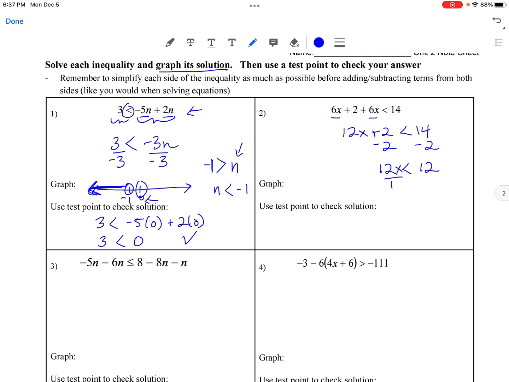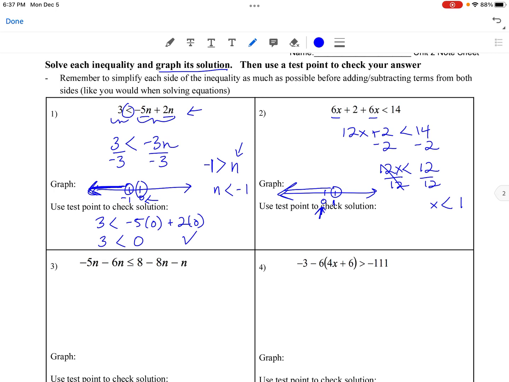And then we got to get x by itself, so we're going to divide both sides by 12. And we're not going to flip the inequality this time because we divided by a positive number. So we get x is less than 1. It's going to be an open circle. Okay, and then we're going to use our test point. We're going to try 0 again.